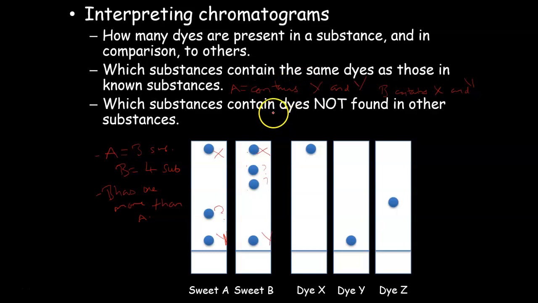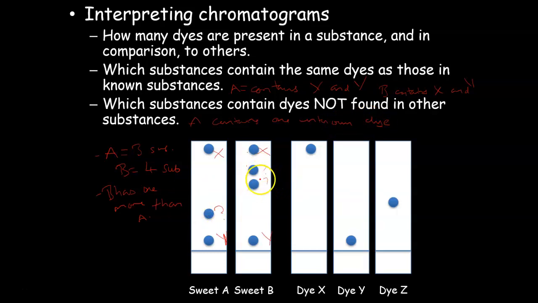We've done that. Now the final thing we have to do is identify dyes which are not found in other substances. So now there's 2 basically angles you can do this. The first thing is we can mention the dyes which don't line up with any of the known dyes. So we can say A contains 1 unknown dye, okay, which is in reference to this one over here.